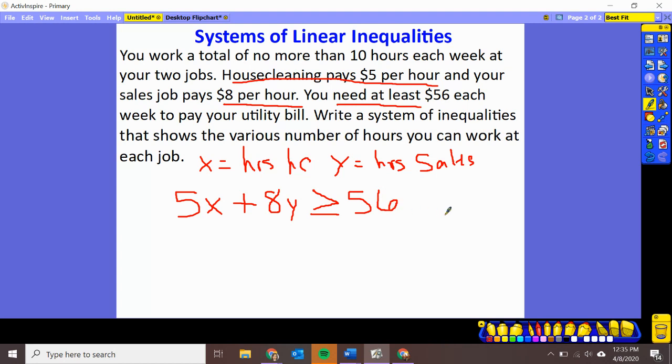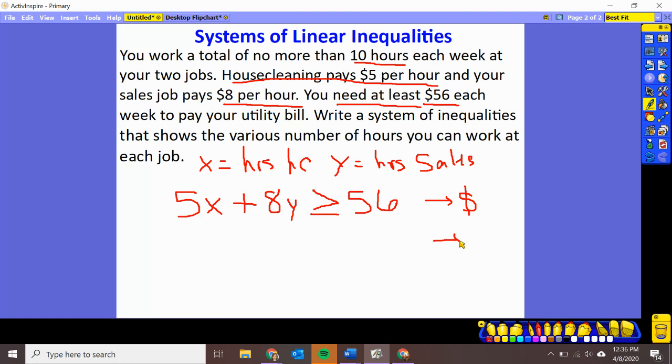So there's my first inequality. Okay, now I told you I like to look at this in terms of units, and here's what these have in common: $5, $8, $56. This inequality right here is talking all about the money. We have to then find a second one. Well, what other unit do we have? The only other unit we're talking about here are actually the number of hours.